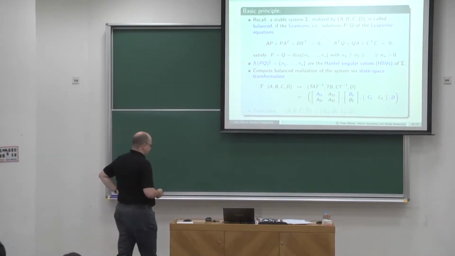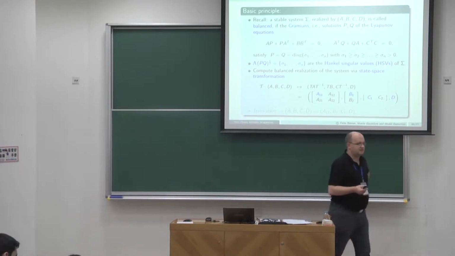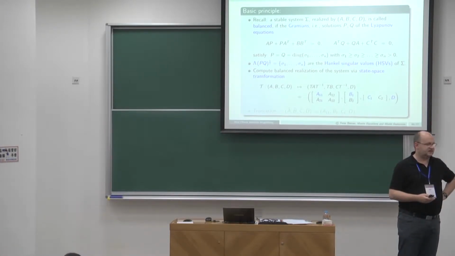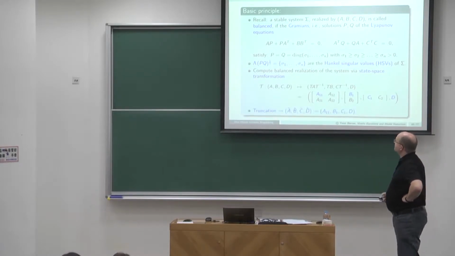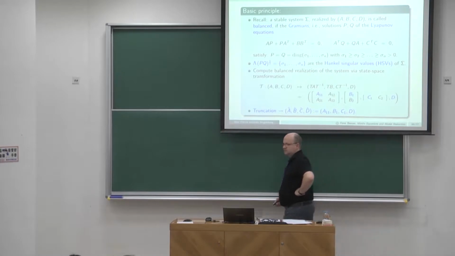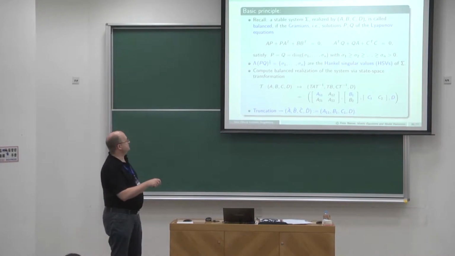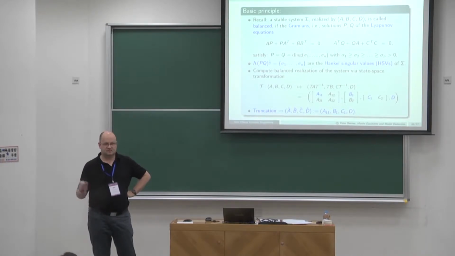So, as I said, we have already seen that we can compute a transformation to this coordinate system. We have even shown in the exercises how this transformation looks. So we can go to these balanced coordinates, and we can do truncation. And that's all. That's the method. So the method is you go to the balanced coordinates, take the principal leading submatrices of A, B, and C, and don't change D. That's your reduced order model. As easy as it is.